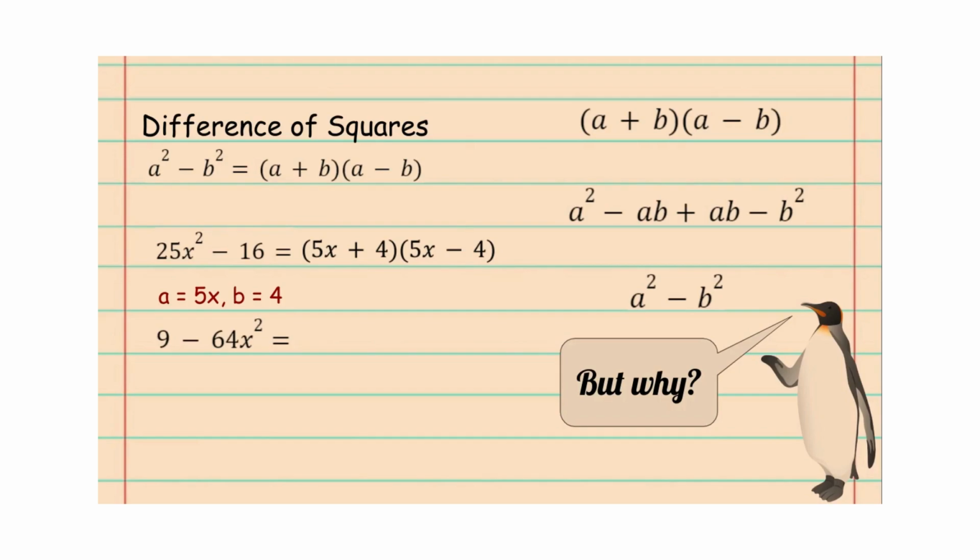Now let's try another one. Feel free to pause the video and see if you can factor this binomial. Okay, I'll assume we're ready to continue. The correct factorization is 3 plus 8x times 3 minus 8x. Since my first term is 9, a would be 3. Since my second term is 64x squared, b, the square root of that, would be 8x.